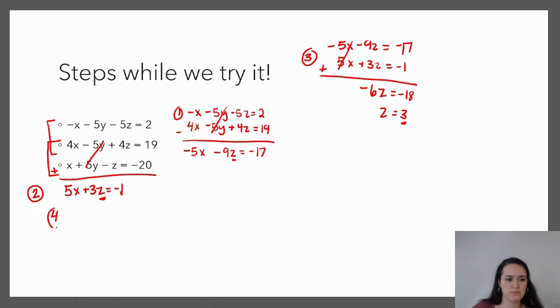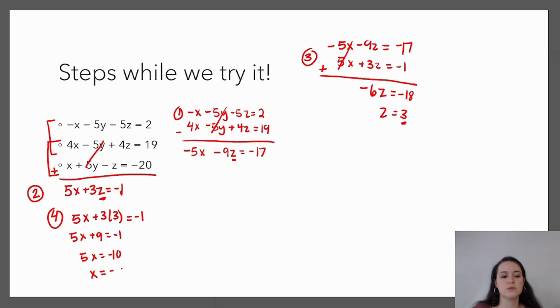So this is like my step 4. So 5x plus 3z, which is 3, so 3 times 3 equals -1. 5x plus 9 equals -1. 5x equals -10. So then x now equals -2. Okay, I have 2 out of my 3 variables. I'm almost done. So what I'm going to do is take my x here, -2, and 3 up here for z, and I'm going to plug it into one of these.